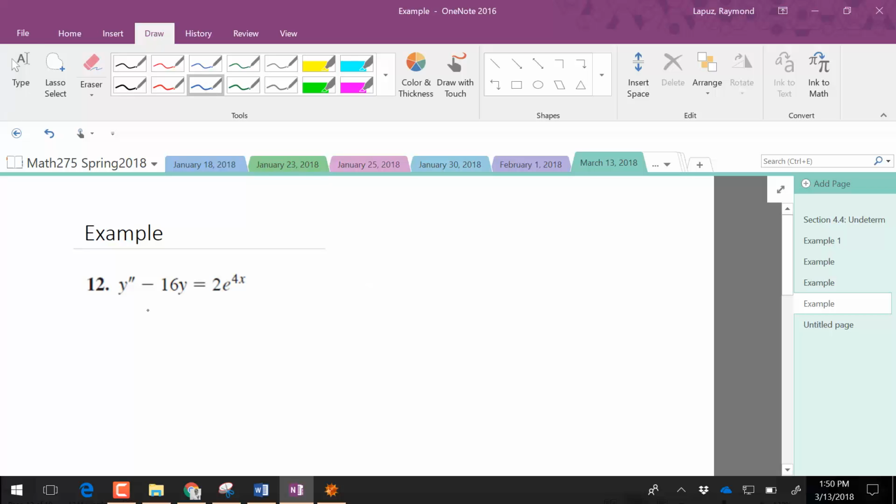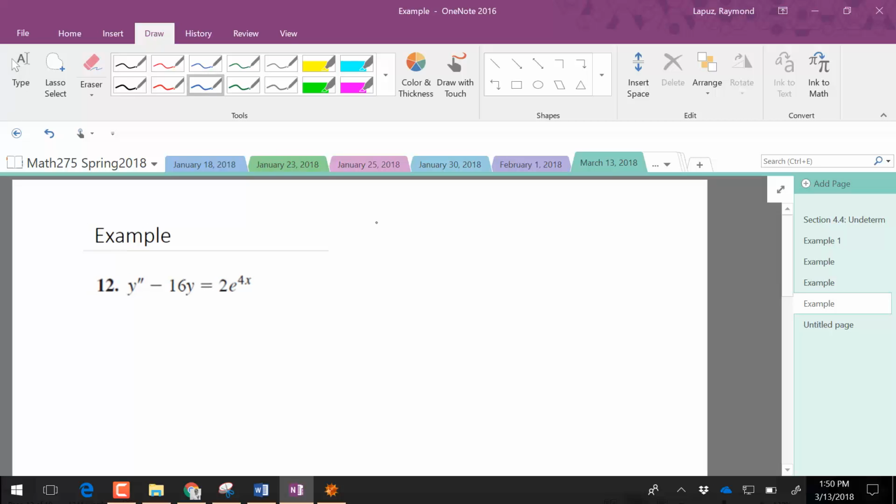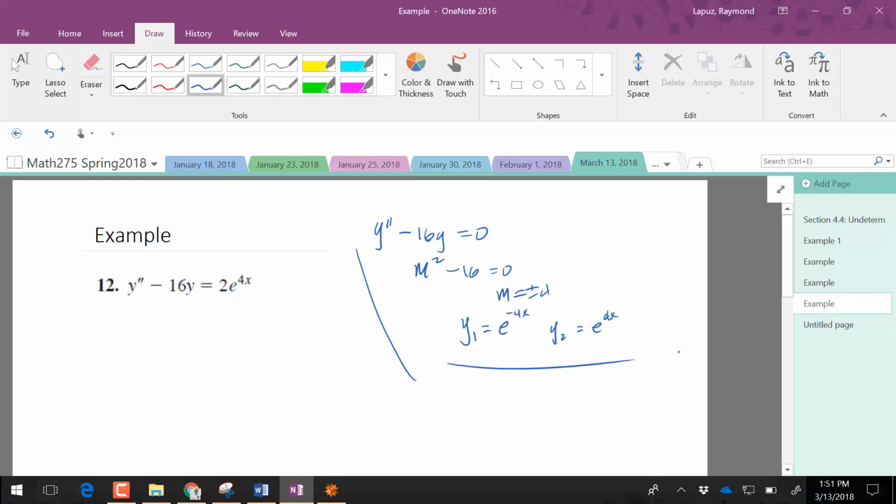So for this one, same process. We start with the homogeneous portion, and then we find a particular solution. The homogeneous portion is the second derivative minus 16 times the original function is equal to 0. Auxiliary equation, m squared minus 16 is equal to 0. So that's plus and minus 4. And then we have y1 is equal to e to the negative 4x, y2 is equal to e to the 4x. Okay, simple enough.